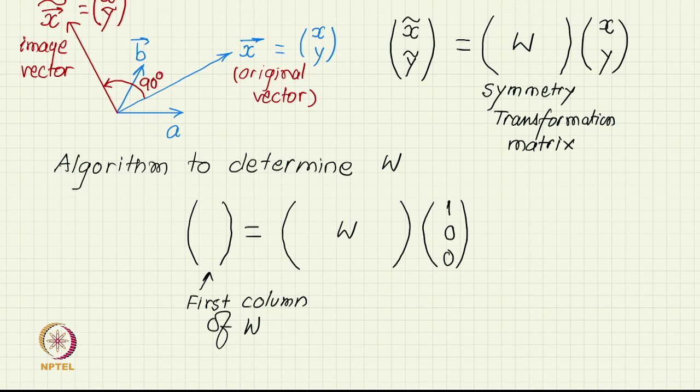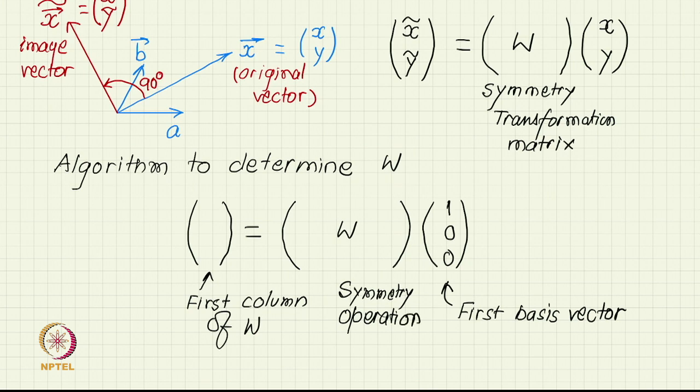First column of W. But what is 100 in my basis B? The first basis vector. Exactly what we did to establish Q, we are repeating now for W. And what is W supposed to do? W is representing the symmetry operation, is it not?